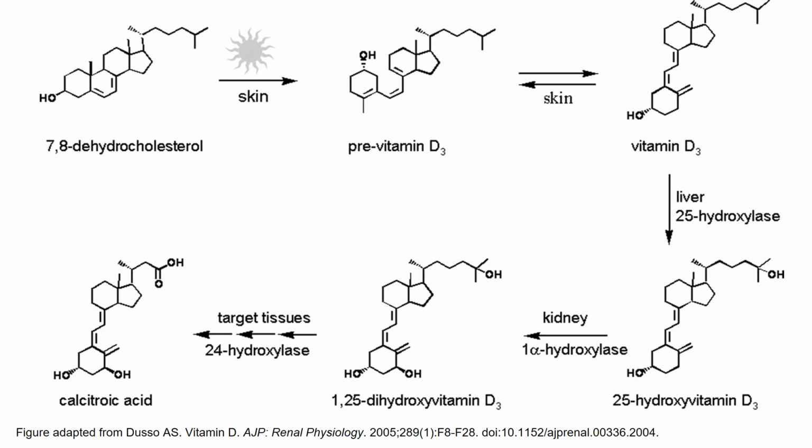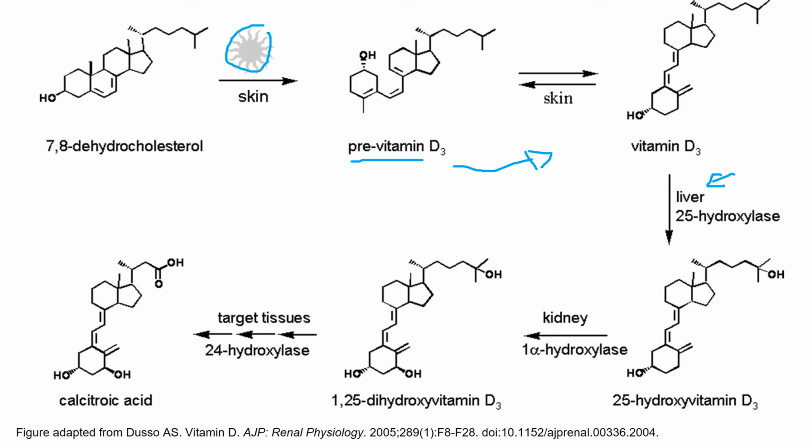In this slide, we can see the different forms of vitamin D3 in our body. It starts off with a compound named 7,8-dehydrocholesterol, and then through the action of the sun, we get pre-vitamin D3. This pre-vitamin D3 is converted into vitamin D3 or cholecalciferol. This compound then circulates in the blood and reaches the liver.